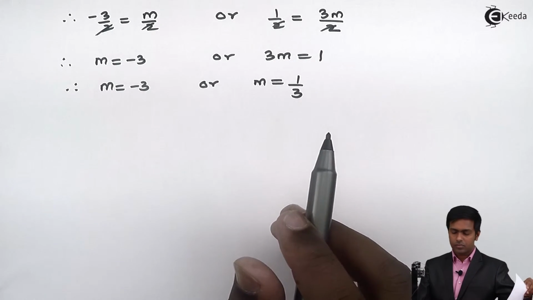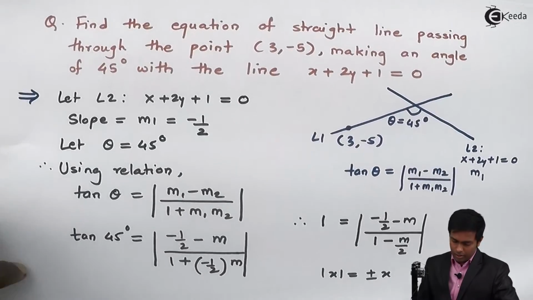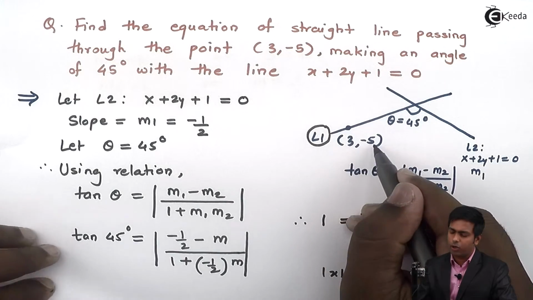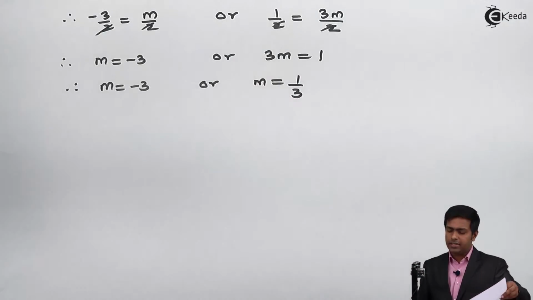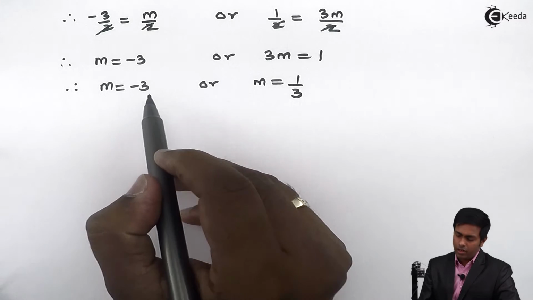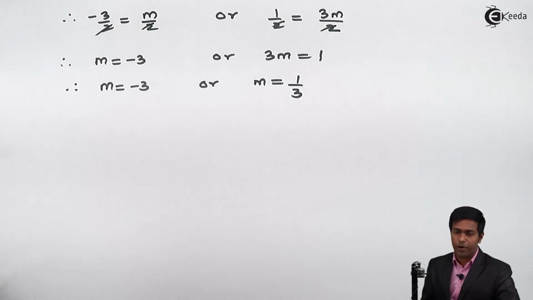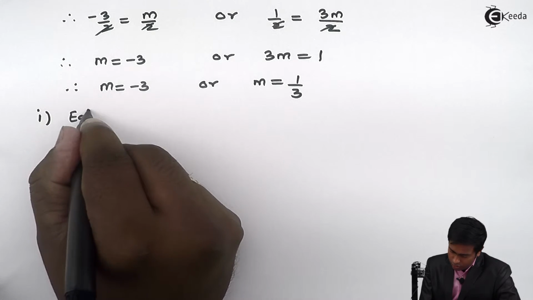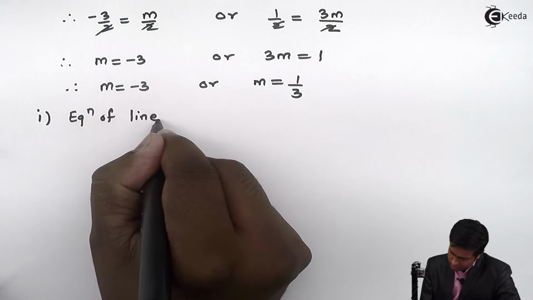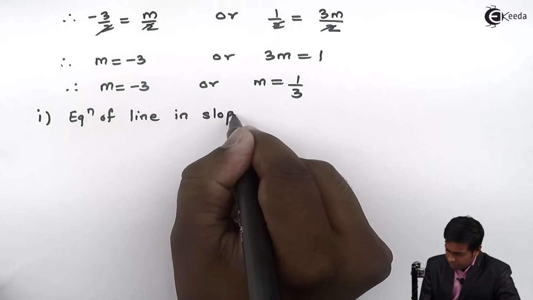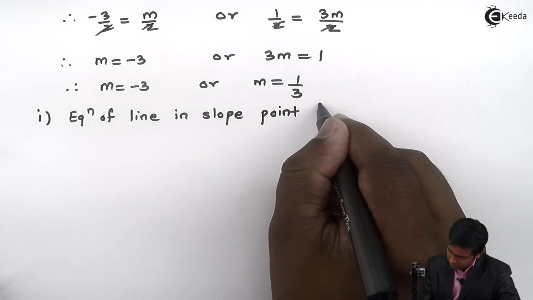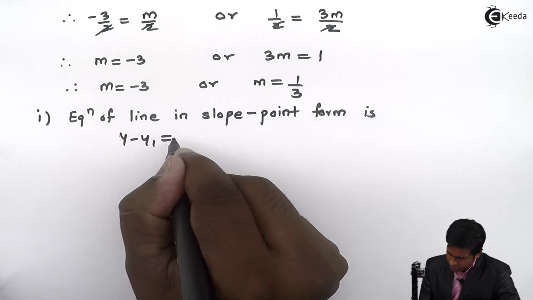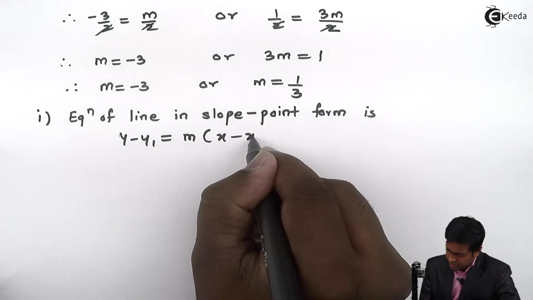So now the required line, that is line L1, is passing through the point 3 comma minus 5 and is having the slope minus 3 and also 1 by 3. So we'll be using slope point form. So in case number 1, I'll say the equation of line in slope point form is y minus y1 is equal to m into x minus x1.